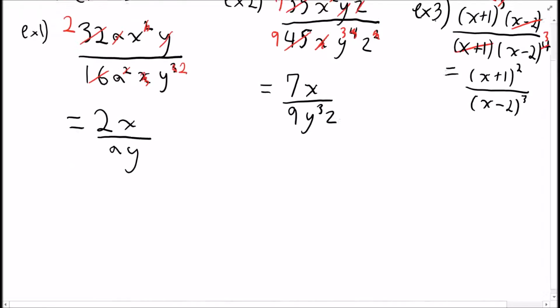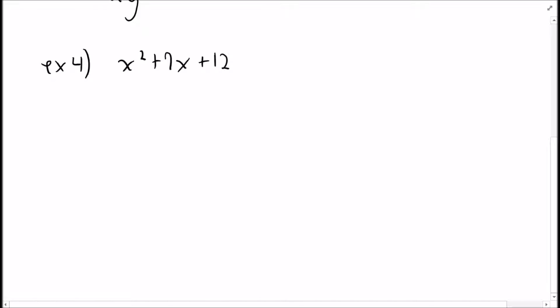Let's do another one, and this time let's factorize a quadratic. So for example, let's have x squared plus 7x plus 12 divided by x squared minus x minus 12. So this time we're going to have to go back and remember how to factorize.